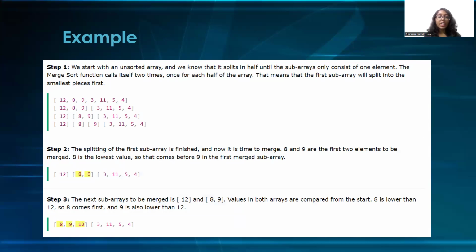Coming to step 3, the next subarrays to be merged are 12 and 8, 9. Values in both arrays are compared from the start. 8 is lower than 12, so 8 comes first, and 9 is also lower than 12. So here we can see that the first array consists of 8, 9, 12, and the second array consists of 3, 11, 5, and 4.